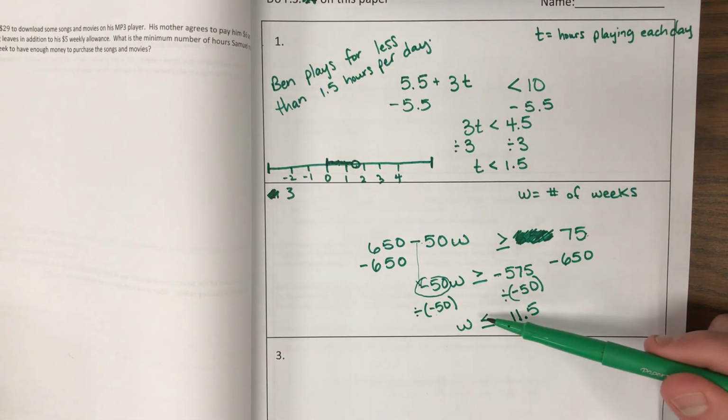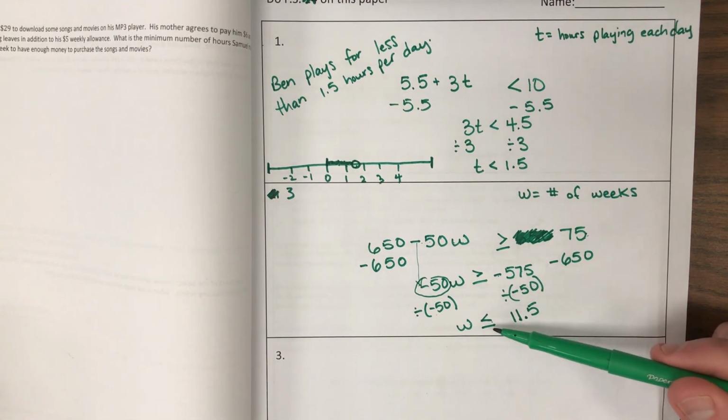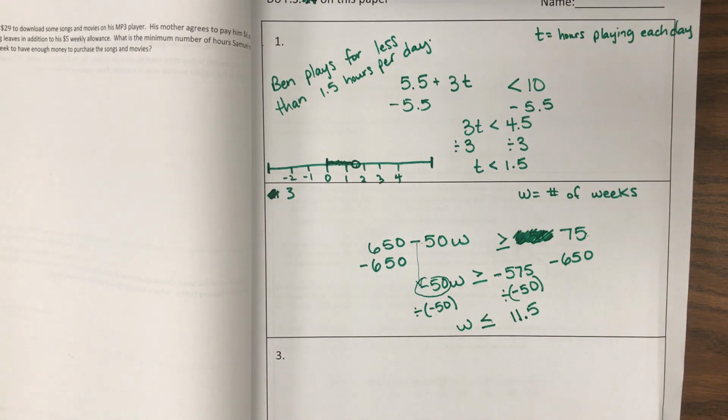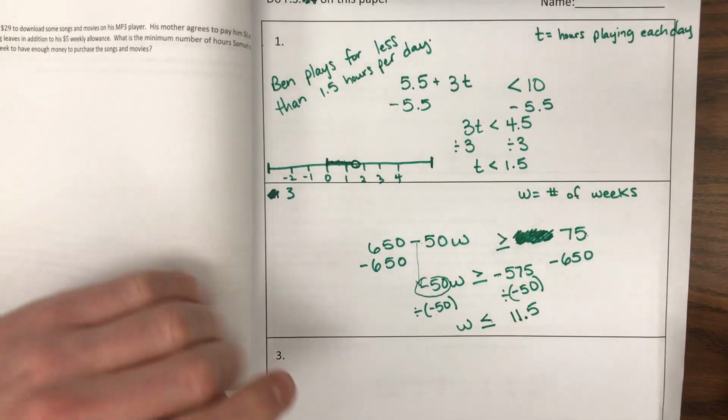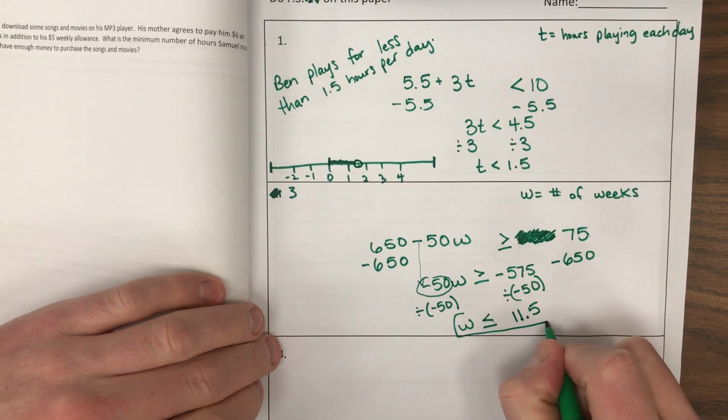It wouldn't make any sense if this answer said weeks have to be greater than or equal to 11.5, because then that would say that she doesn't have $75 in her account for the first 11 and a half weeks, and then on the 12th week she does, and on the 13th week she has $75 or more. And that doesn't make any sense if she's losing money and for her to have more money later down the road. That's backwards. So here's our solution.